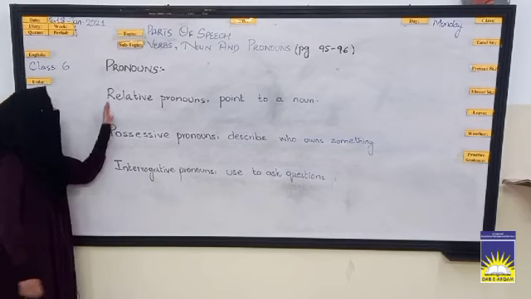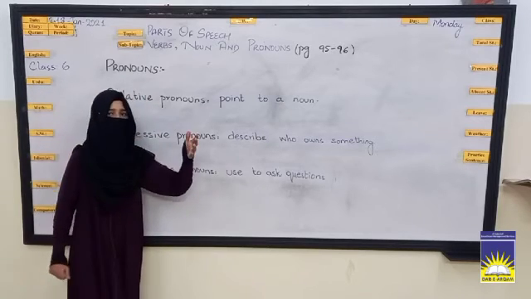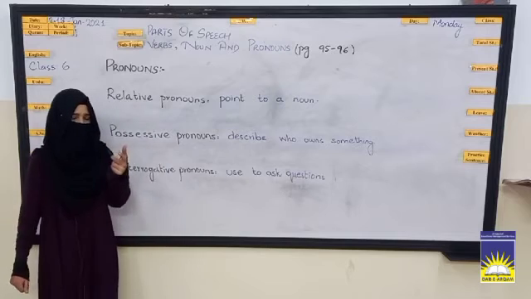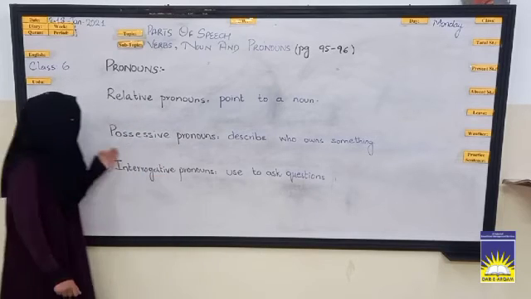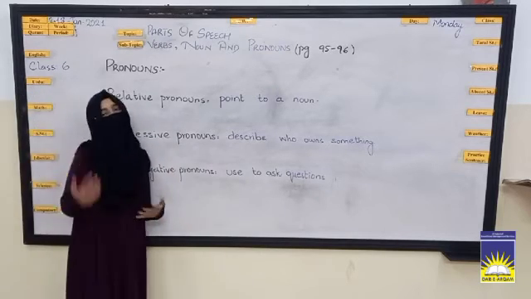I am concluding. Relative pronouns point to a noun. In the sentence, these pronouns are used to point to a noun. Possessive pronouns describe who owns something.